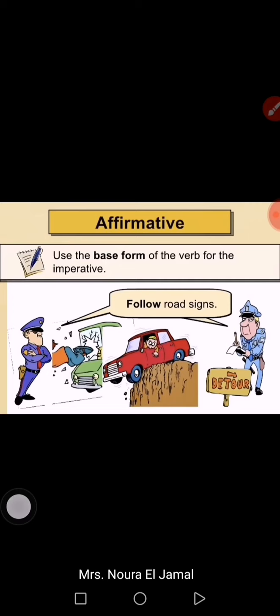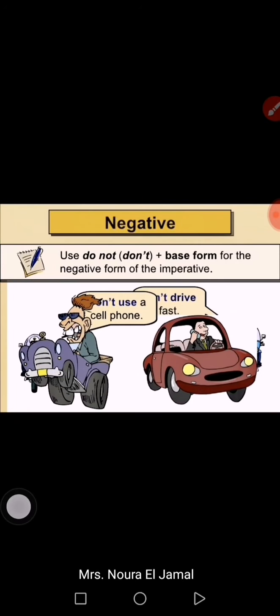So for the affirmative form, we use the verb or the base form of the verb for the imperative. Like follow road signs. I start my sentence here with the verb in the base form, and this is an affirmative sentence. The negative one uses do not or don't plus the base form of the verb. Like don't use a cell phone, don't drive fast.